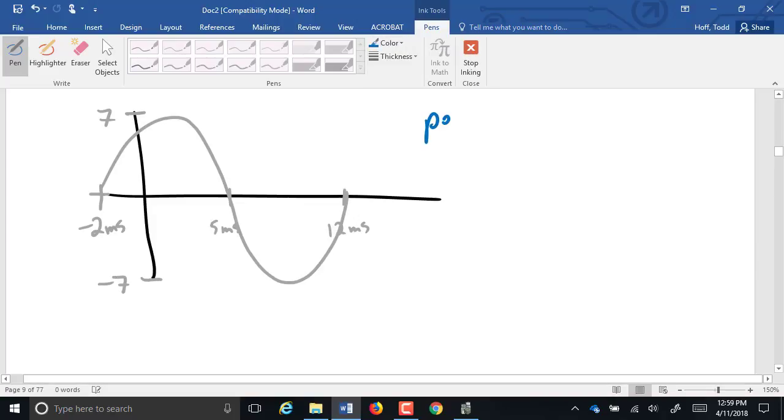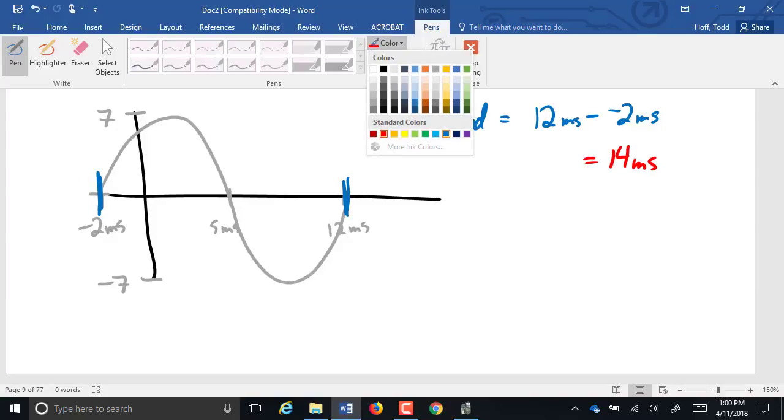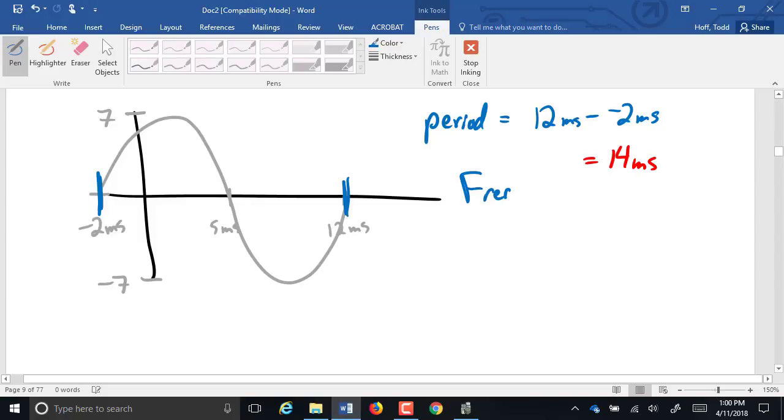If I ask you for the period of that wave, period goes from here to here. 12 milliseconds minus negative 2 milliseconds gives us 14 milliseconds, the period. If I ask you for the frequency of that wave, how do I find it?